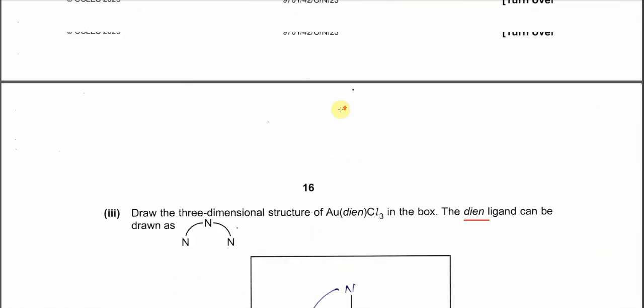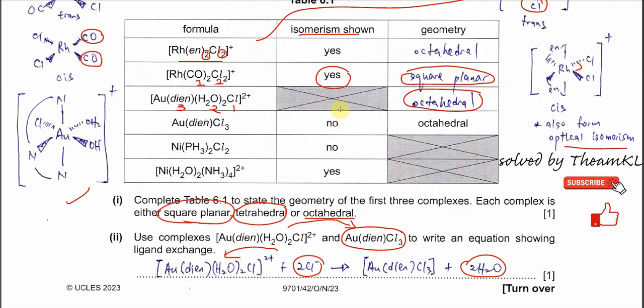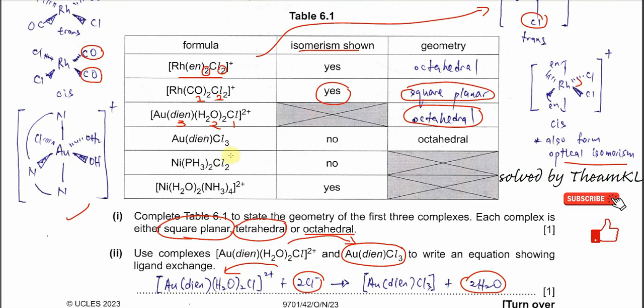Let's get back to the table and see what is given. So this is the complex that is asked. In this table, it's telling us that no isomerism is shown. So when there is no isomerism, we are quite sure this is not square planar. If it's square planar, then it will show cis-trans. So from this information, we know that this must be tetrahedral.